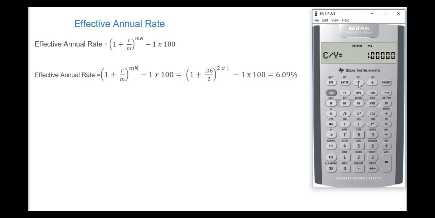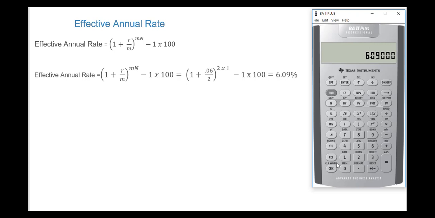Then we arrow up, and CY is the compounding periods per year. That's 2 because it's semi-annually. We hit enter, arrow up again, and it says effective. We hit compute, and get 6.09. So it's easy to calculate the effective rate using the interest rate conversion.